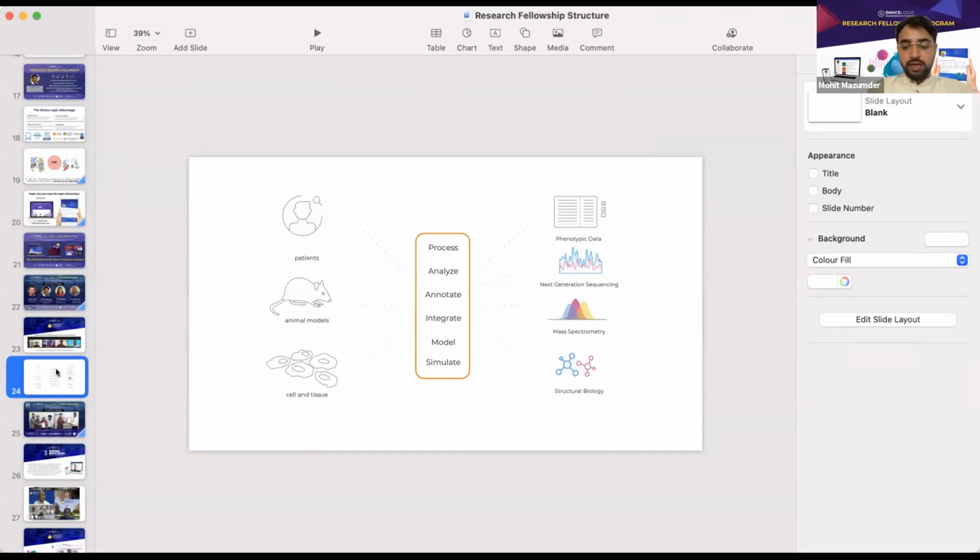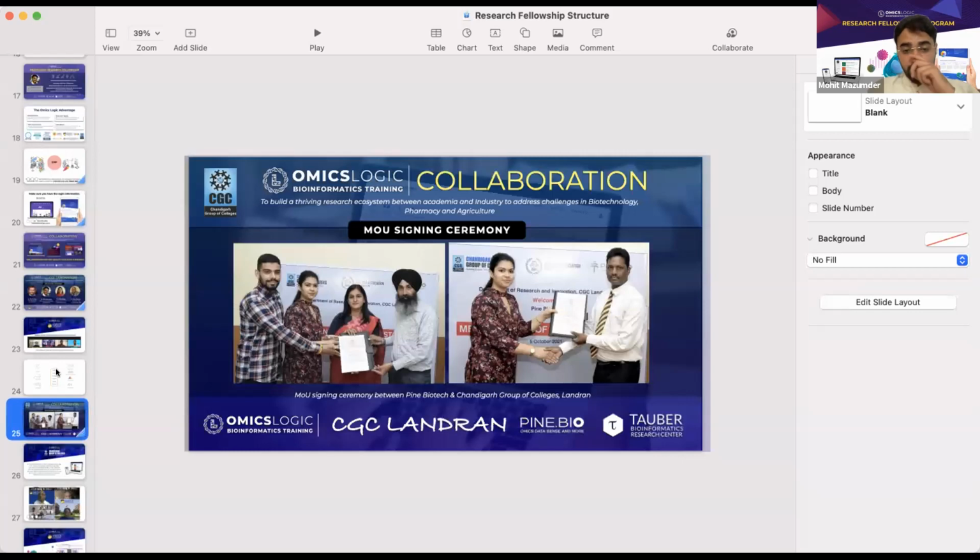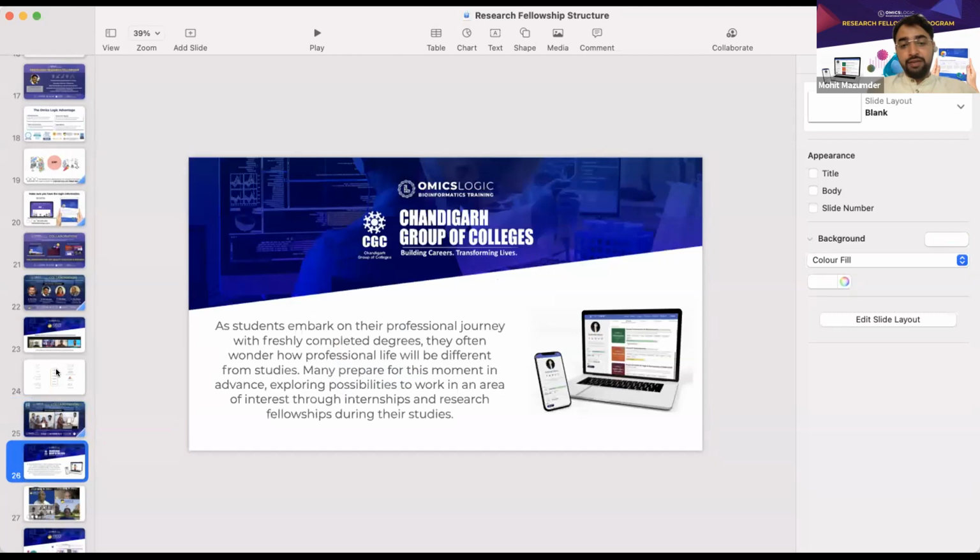So similarly, we have a collaboration done with CGC Landran, Chandigarh. And then we have launched the research fellowship program for the students there. And there also we are working with the Department of Biotechnology, Microbiology, and Pharmacy to help students develop research projects in those areas and work through these different resources.